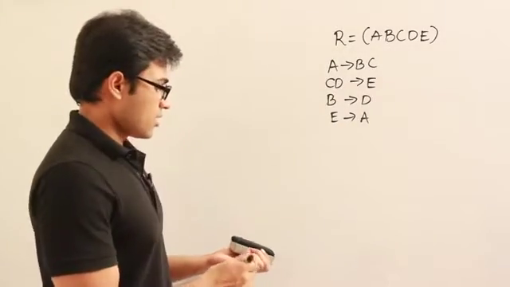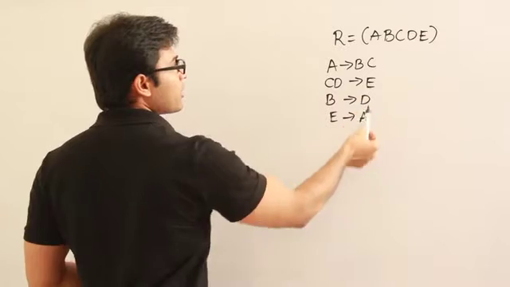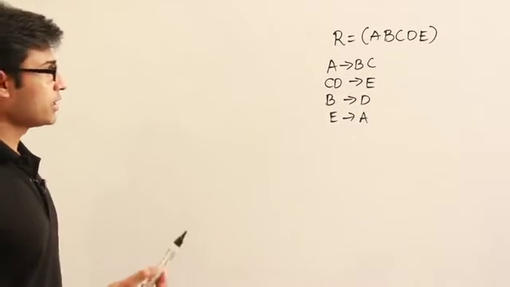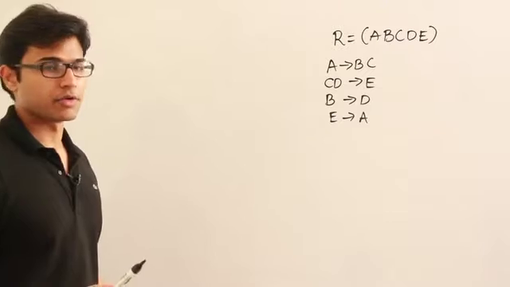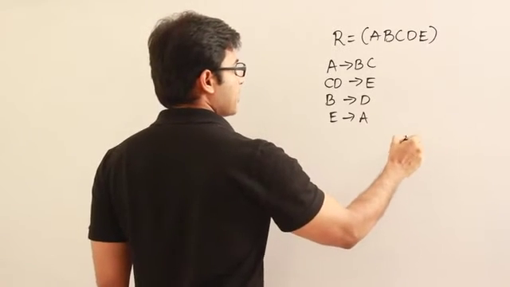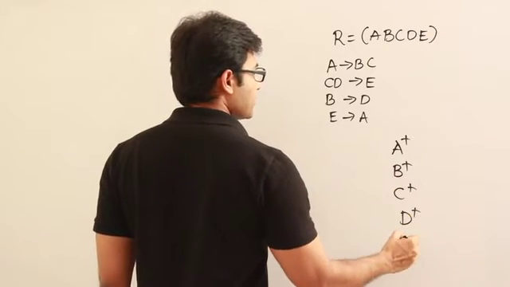Now watch this. What is the candidate key? The table contains 5 attributes, and all 5 are already here. So we have to start with single attributes, all of them, we don't have any other choice. Now we have to see A+, B+, C+, D+ and E+.